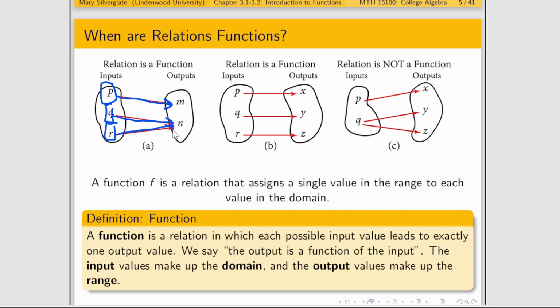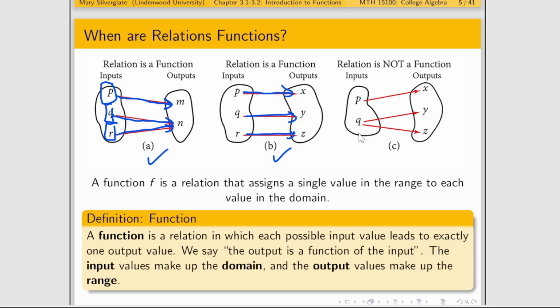R also goes to N, that input still has exactly one output. If I tell you the input is Q, you know the output is N. If I tell you the input is R, you know the output is N. Or I tell you the input is P, you know the output is X. Tell you the input is Q, you know the output is Y. Tell you the input is R, you know the output is Z. So both of these are functions for that reason. Each input has one output.